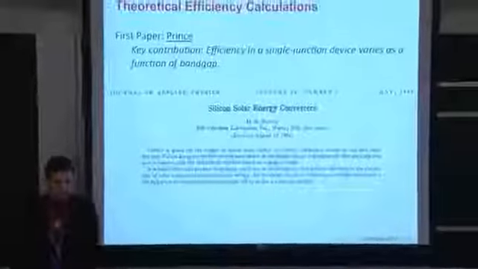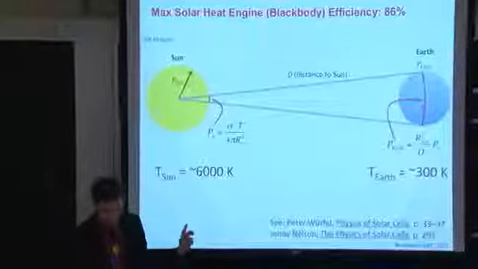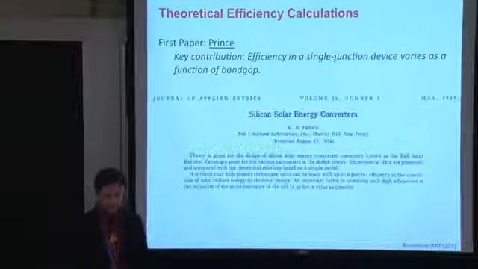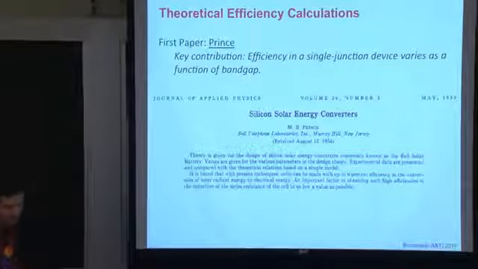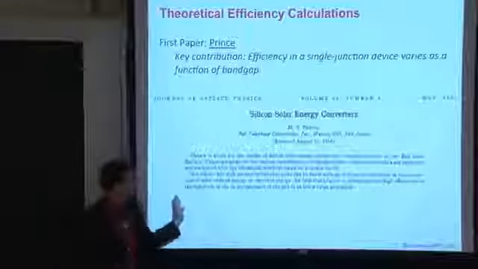So the next step was to say, okay, well, we know that we can't do better than the theoretical thermodynamic limit of one object looking at another. But what is the actual limit of a solar cell? And this was a question that the first developers of the solar cell asked themselves.